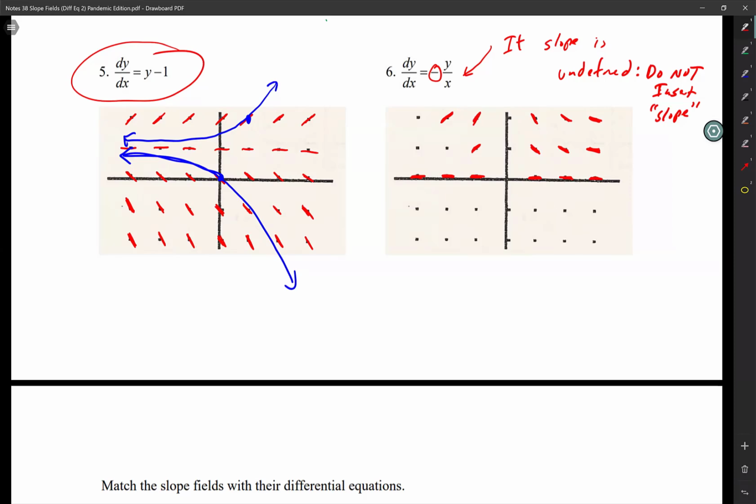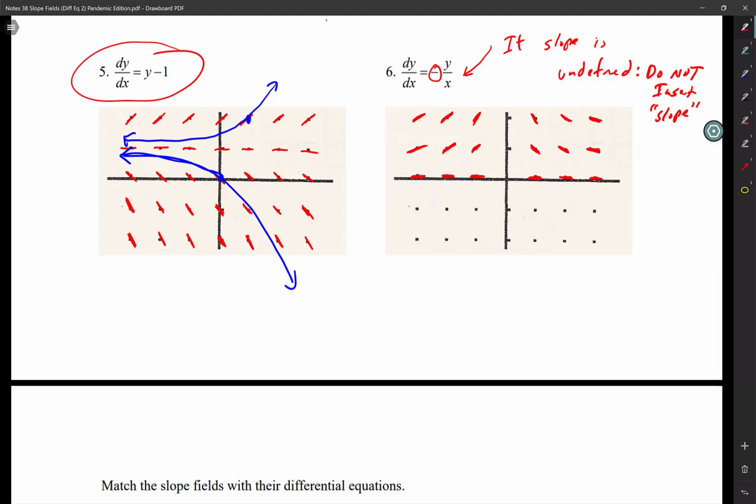So now let's go to negative 2, 1. That's going to be a slope of half. Negative 3, 1. That's going to be a slope of 1/3. Negative 3, 2. That's going to be a slope of 2/3. Wait, hold on. Did I say that right? Yeah, 2/3. There it is.